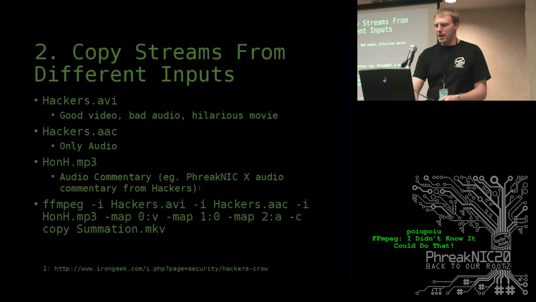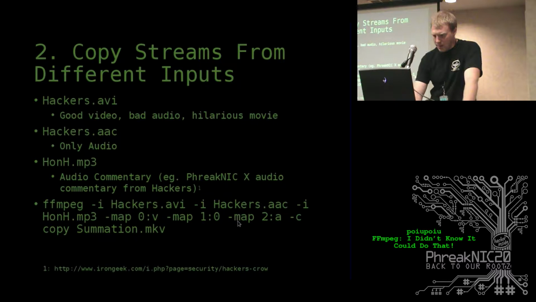ffmpeg -i Hackers.avi, -i again for Hackers.aac, -i Hackers on Hackers, and then you can use the map function. So you do -map 0:v, because 0 means 1. Now you're specifically saying take the first input and grab just the video. And then -map 1, file name 2, and grab the first stream, which is, in this case, just audio.